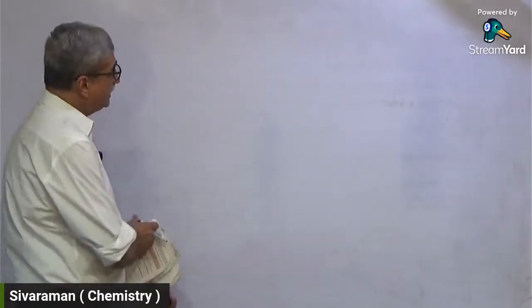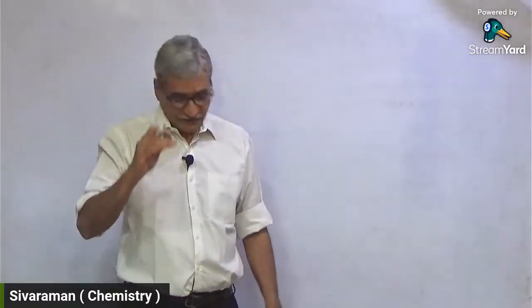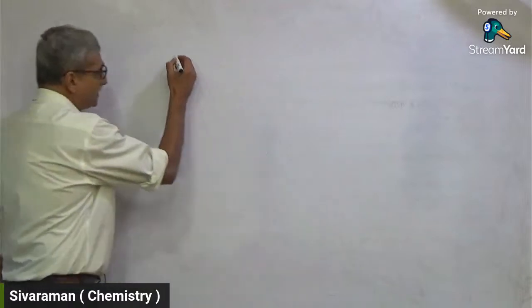So this is our second lecture on group 16. The last time we had come up to electronegativity. Today we talk about allotropy.